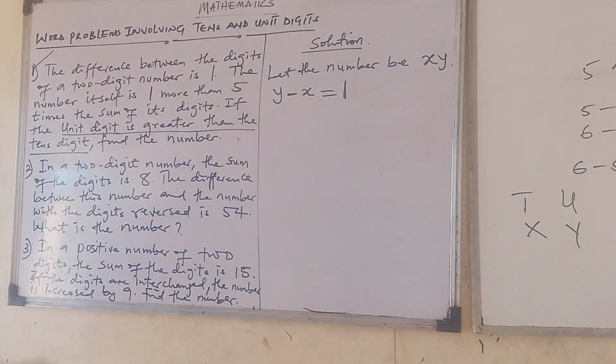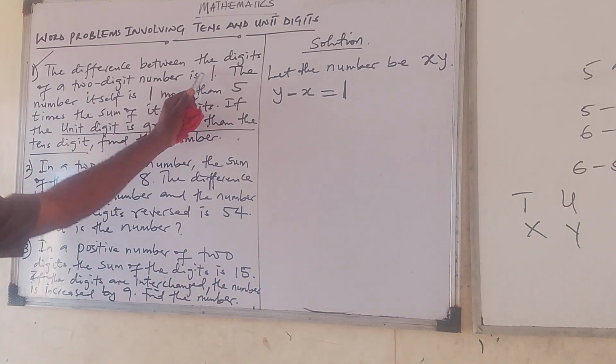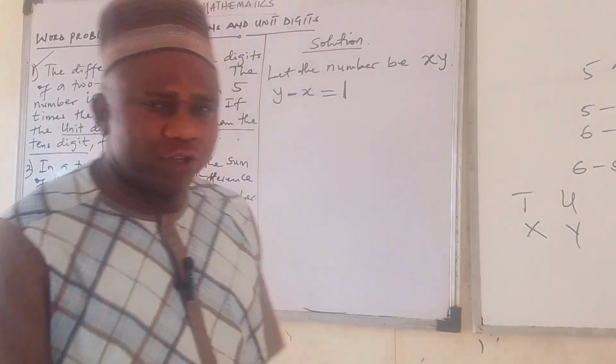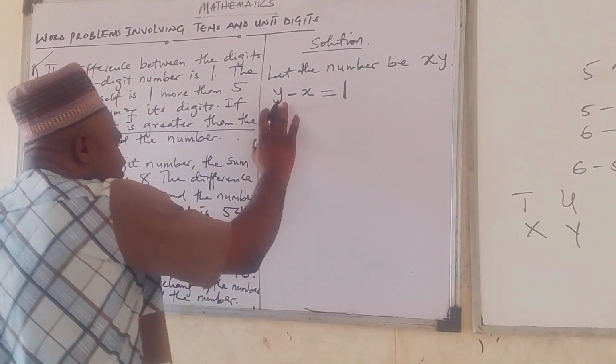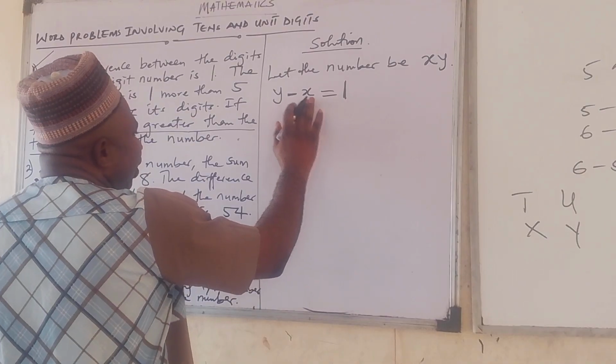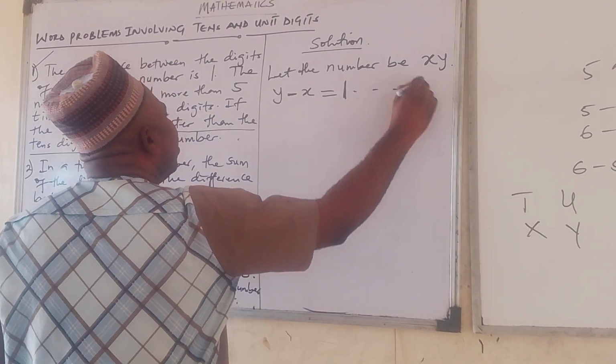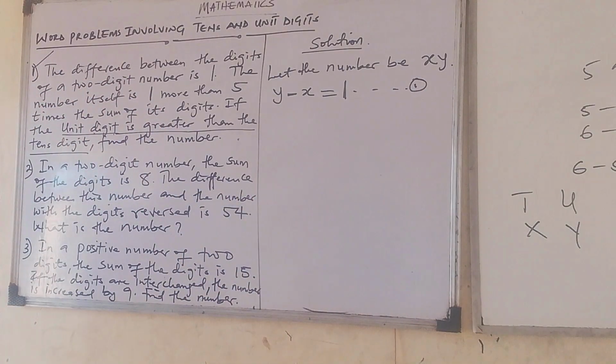Let's look at it again. The difference between the digits of a 2-digit number is 1, and this 1 is a positive value, that's plus 1. So it means y is greater than x. The unit digit is greater than the tens digit. So let's call this equation 1. That's the first sentence there.